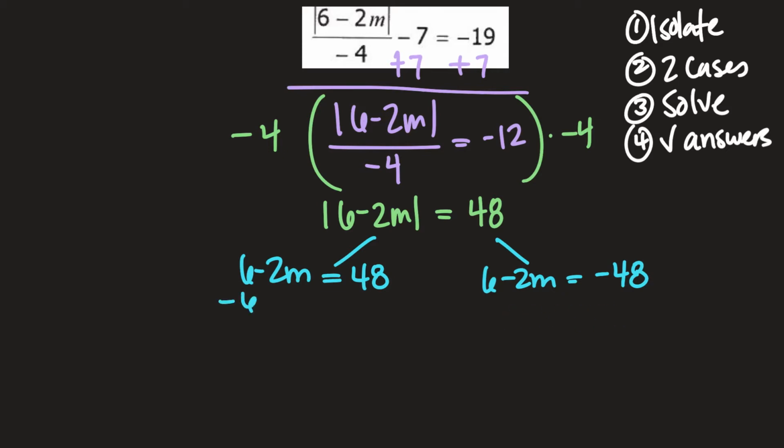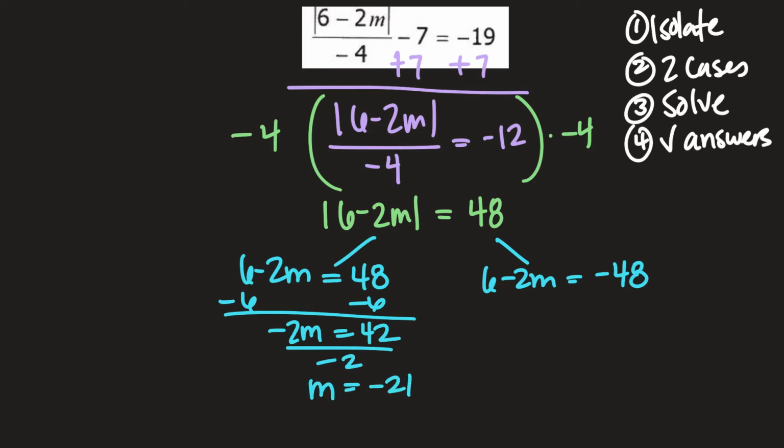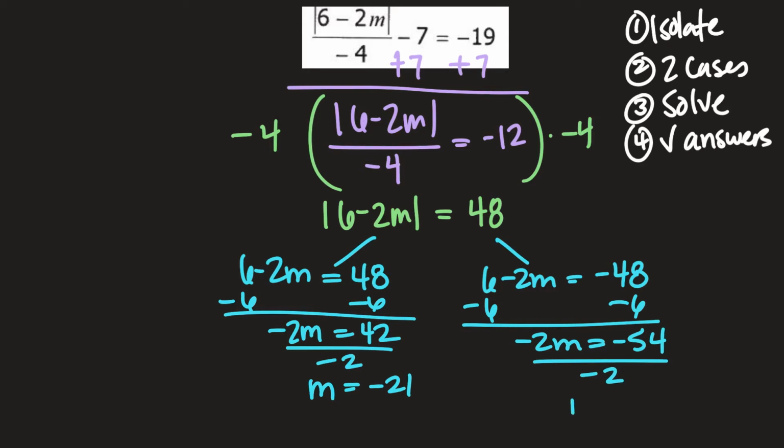So I'm going to subtract 6 on both sides. I get -2m is equal to 42. Divide by -2, and I get m is equal to -21. On the other side, same thing, except my answer is a little bit different because it's a -48. So I have -54 divided by -2. So I have m is equal to a positive 27.